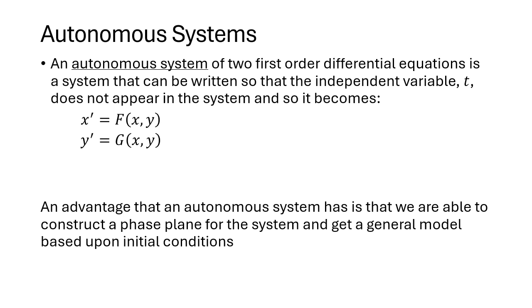What autonomous systems allow us to do is make a sketch of the general behavior because the time at which it starts is unimportant. Instead, the only thing that matters with regard to a system of two differential equations is what the initial point is in terms of x and y, or whatever variables we make equal to x and y. For that reason, for the remainder of this presentation, we will only focus on autonomous systems as they are much easier to approximate.